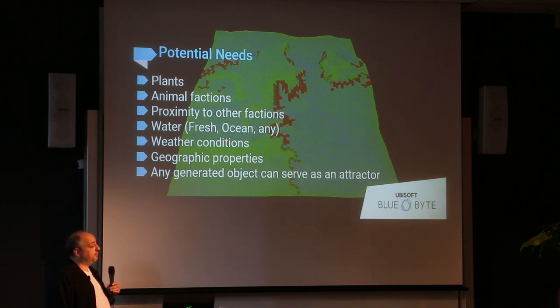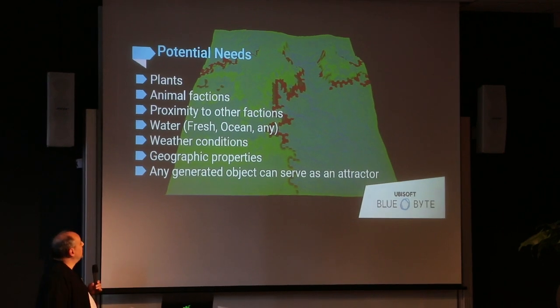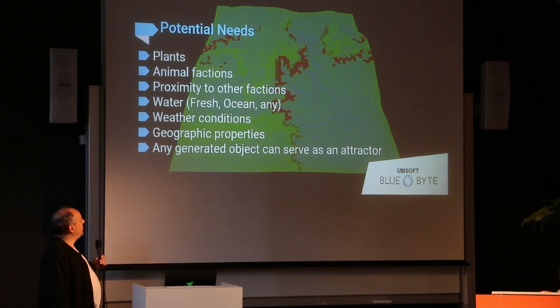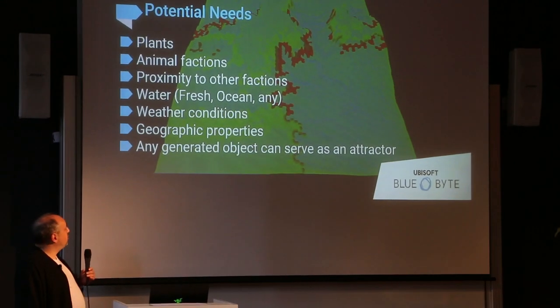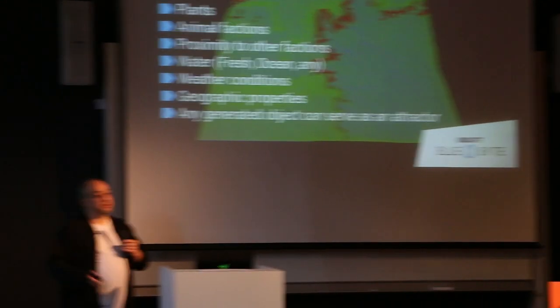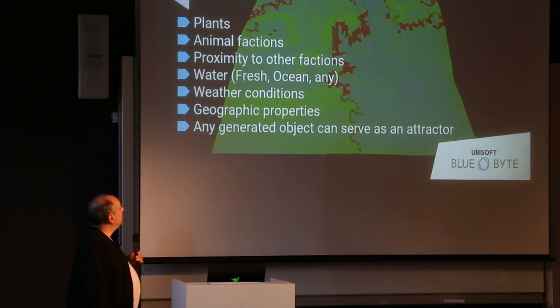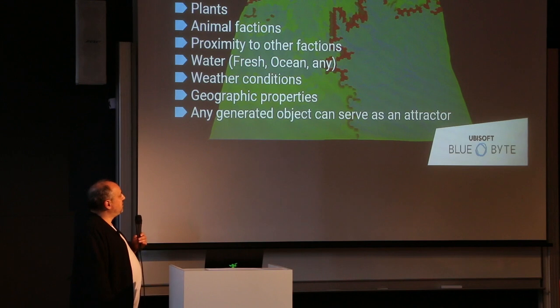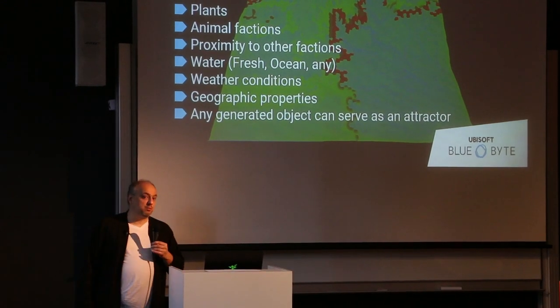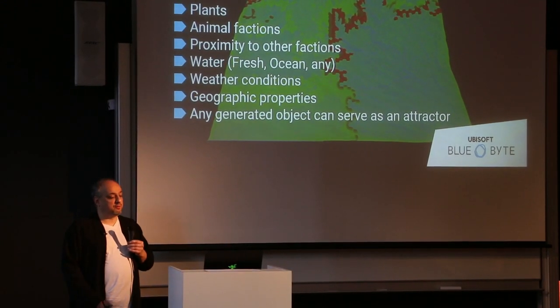Water is usually a very good need for any kind of faction. We can differentiate here between fresh water or salt water, or maybe it doesn't matter to them, they just would like water. We could use specific weather conditions, special geographic properties, like that they like to settle next to mountain walls or whatever. And basically anything that we can put in the world, or have put in the world so far, can serve as an attractor for us.